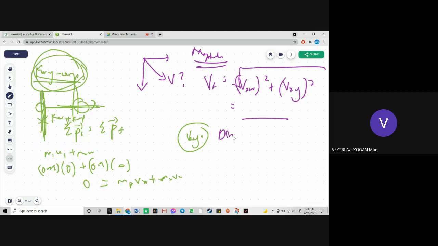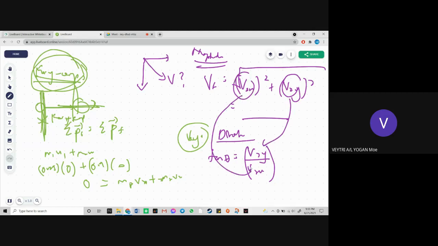Nak cari direction macam mana? Nak cari direction, you guys know very well. Tangent theta equals to V2y over V2x. Okay, dulu kita belajar apa? Tangent theta equals to Y component over X component. Sekarang, masukkan value V2y dekat sini. Basically, V2 untuk Y component and V2 untuk X component di bawah. Theta equals to tangent inverse, you will get your answer.